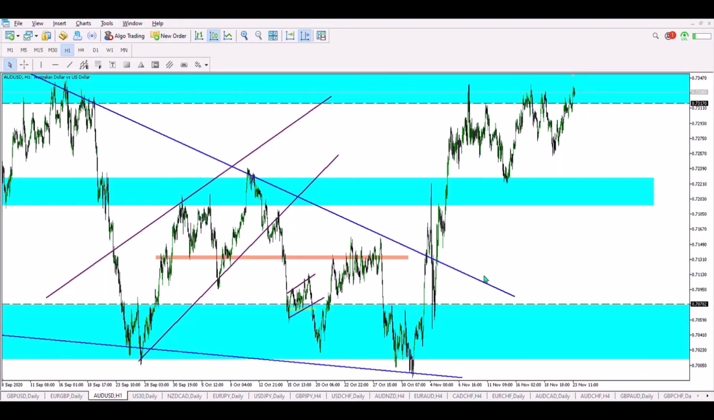Now let's see AUD USD and see the next ascending triangle here.